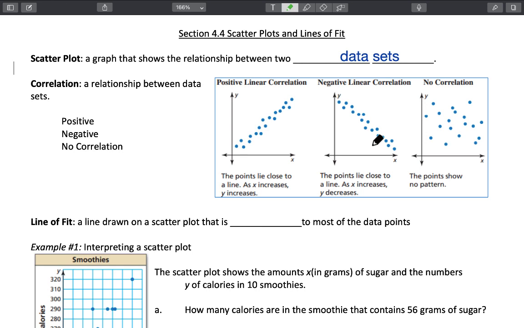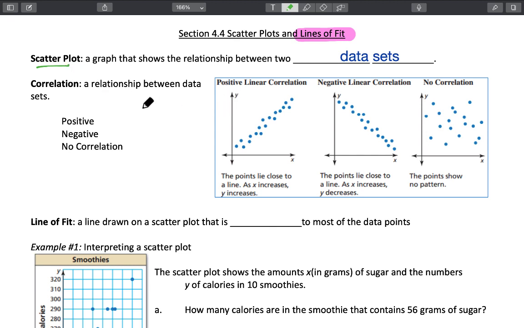Unit 4, Section 4. In the past few sections, we've been looking at writing linear equations using slope-intercept form or point-slope form. Well, today we are going to continue writing some linear equations, but we're going to use our graphing calculator to help us find lines of best fit, also known as regression lines. These are lines that model the relationship between two data sets.